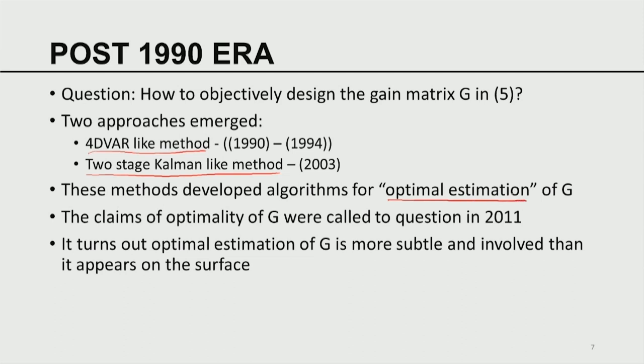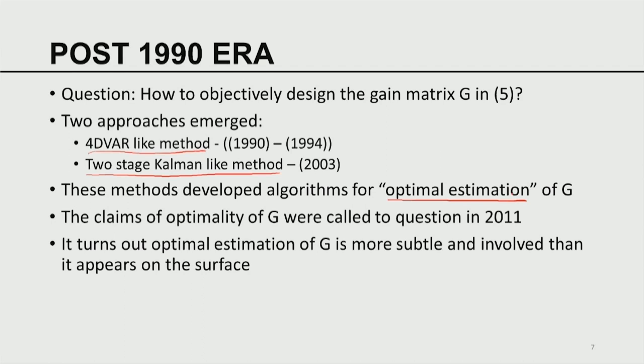So what did they do? Well, G is the unknown, and they wanted to optimally estimate the appropriate value of G. So they brought the full force of least-squares-based estimation theory within the framework of 4DVAR or within the framework of two-stage Kalman-like methods.